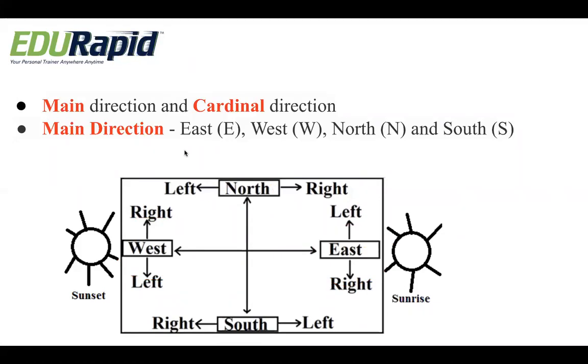The abbreviations of these directions are always given, with east abbreviated as E, west is W, north is N, and south is S. Sometimes in the questions they might show in the picture E, W, S, or N, and you will know what direction they are talking about.